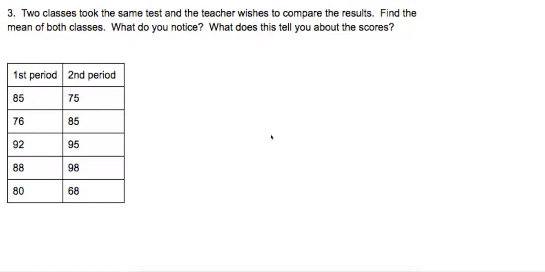Okay, for this next problem, we've got two different classes that are taking the same test. Apparently, they are very small classes. Mostly this is because I didn't want to do a lot of work. So the teacher wants to compare the results between both classes.